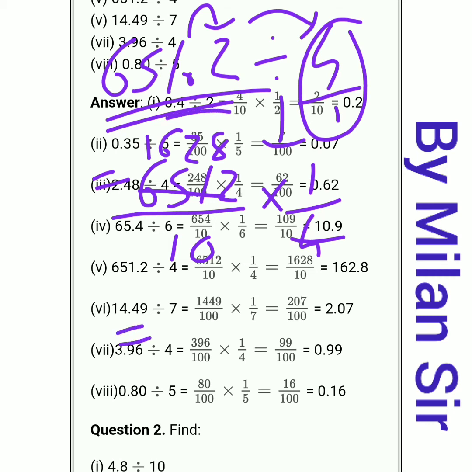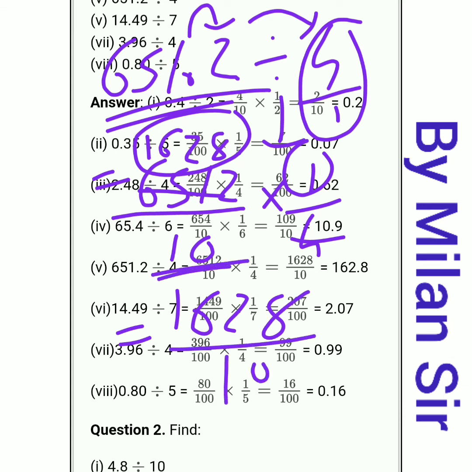Now in the numerator 1628 into 1 is 1628 only, divided by 10. Now in the denominator we have only 10, that means before one digit we need to put a decimal point in the numerator. So numerator 1628, before one digit, that means before 8 we need to put a decimal point, so our answer is 162.8.